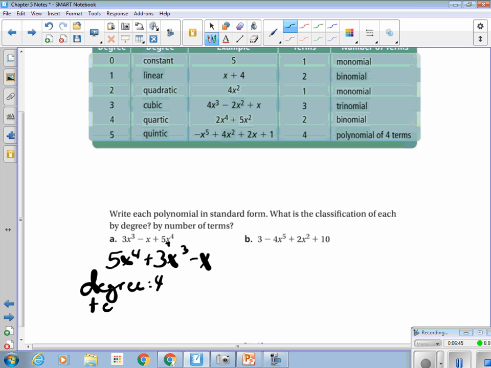And terms, it is a trinomial because there are 3.